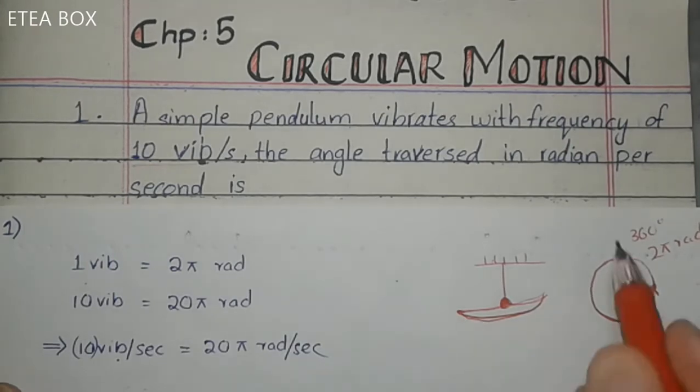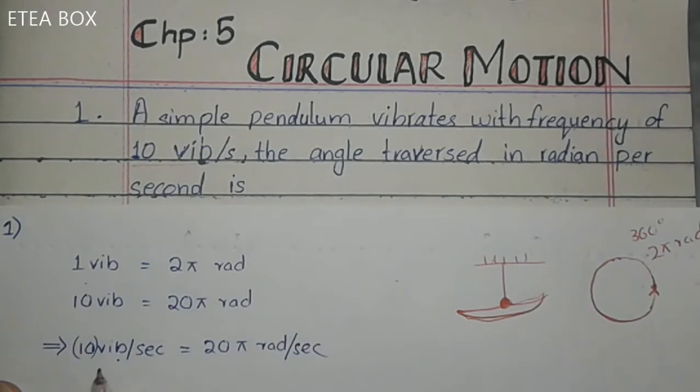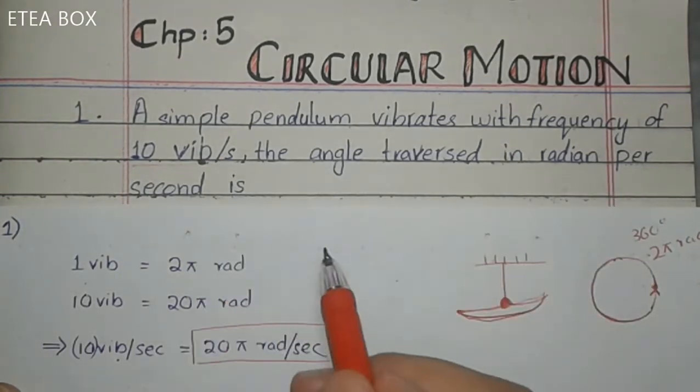So here we have to find the radian per second. So it means that 10 vibrations per second will be equal to 20 pi radian per second. So here is the answer, that the angle traversed in radian per second is 20 pi radian per second.